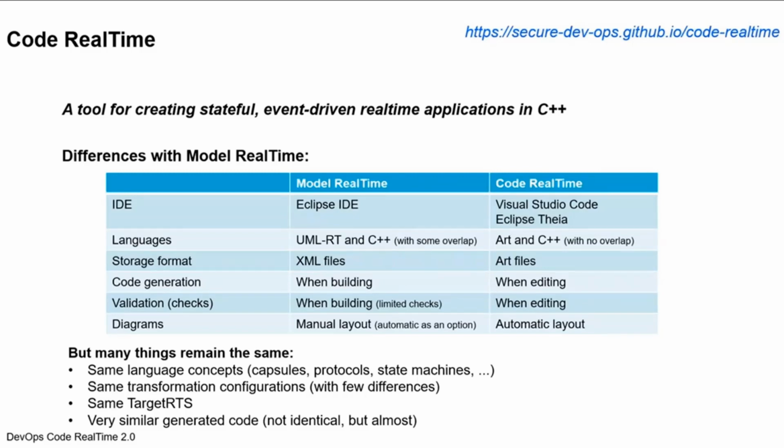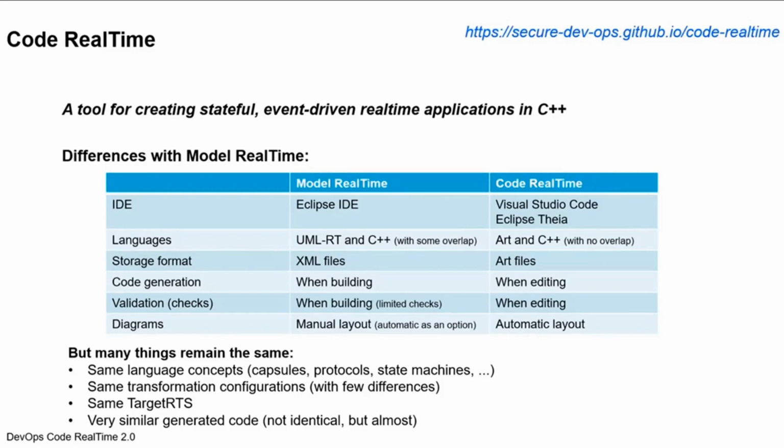Code generation is also different in the sense that in Model RealTime, the code generation happens on demand when you are building a TC, while in Code RealTime it happens automatically and updates as soon as you edit something that affects the generated code. The same goes for the validation. I mean, the checks that we run in Model RealTime, there are some checks when you build with the model compiler. However, they are a bit limited. In Code RealTime, the checks are run also when you edit the Art files or the TC files, and they are more extensive checks in Code RealTime.